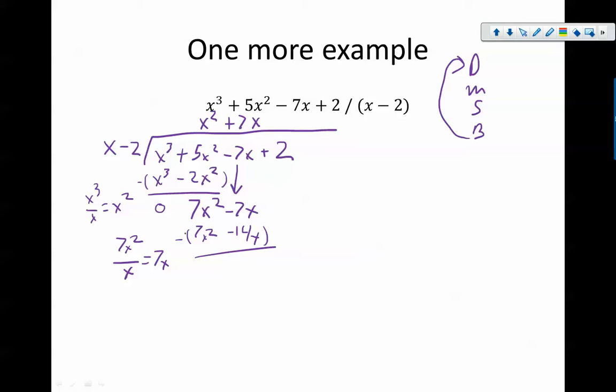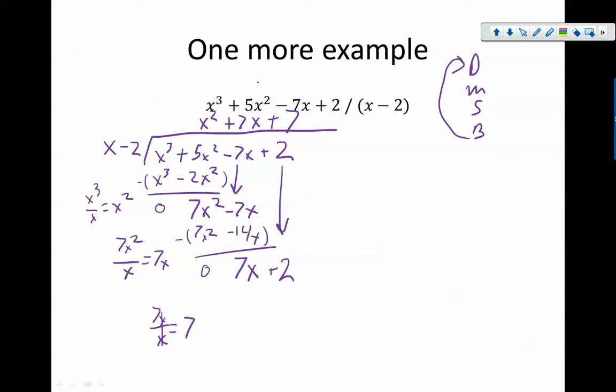7x squared minus 7x squared is 0. Negative 7x minus negative 14x is positive 7x. Then I bring down the 2. And I keep going. So 7x divided by x gives me 7. So I add a plus 7 up here.